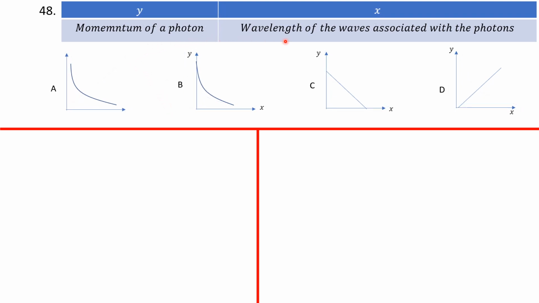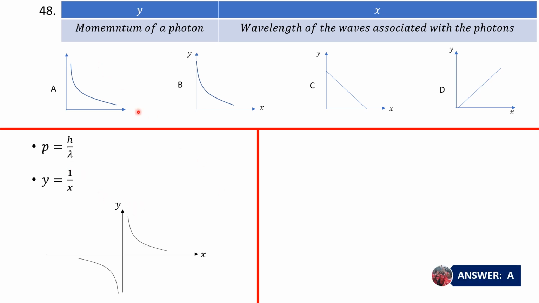Momentum of a photon against wavelength of the waves associated with the photons. We just use de Broglie's equation. Momentum has an inverse relationship with wavelength again. And so our answer is basically A, right?